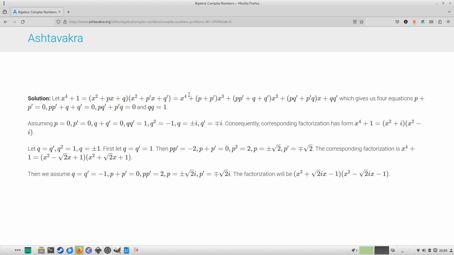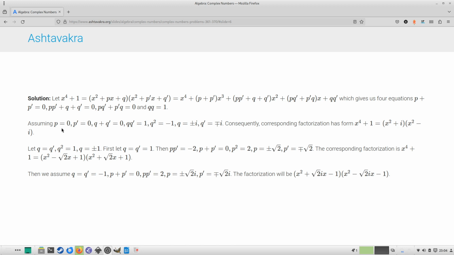So it becomes x^4 + (p + p')x^3 + (pp' + q + q')x^2 + (pq' + p'q)x + qq'. So comparing the coefficients, we get p + p', that is the coefficient of x^3, is 0. Similarly, the coefficient of x^2, pp' + q + q', is 0, and the coefficient of x, pq' + p'q, is 0, and the last term qq', there is a typing mistake here, is equal to 1.